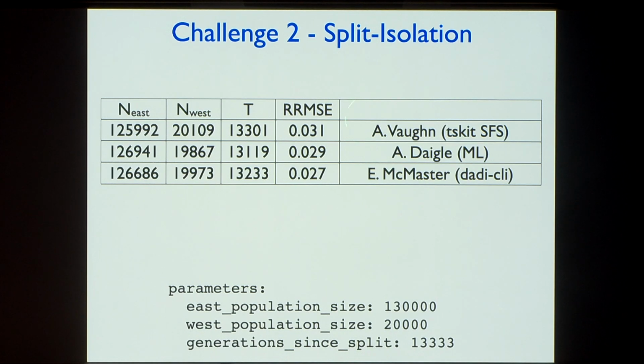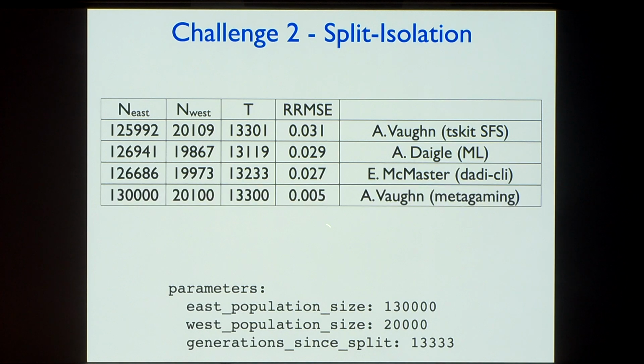So Andrew Vaughn's SFS-based inferences were pretty good. From the Schrider group, they developed a machine learning approach using simulations to generate vectors of summary statistics, and they also had quite accurate inferences. And our newbies actually did pretty well using the command line interface to dadi. But these are not actually all the top scores. Again, Andrew was able to metagame us and top the leaderboard.